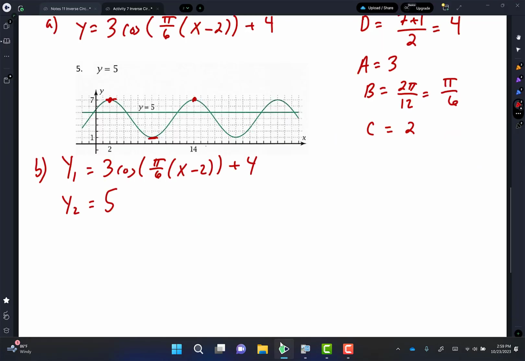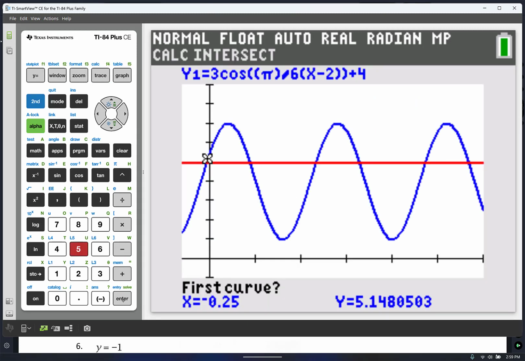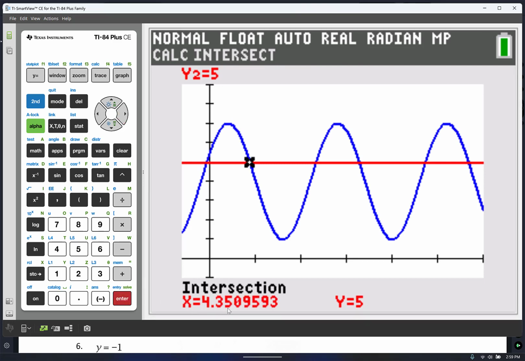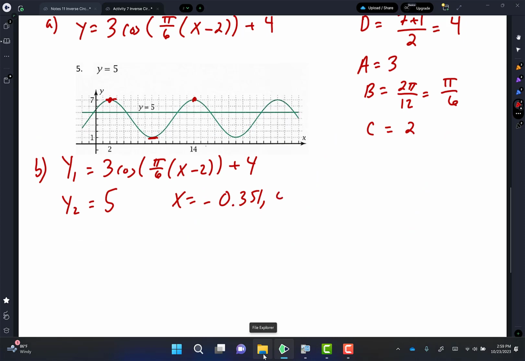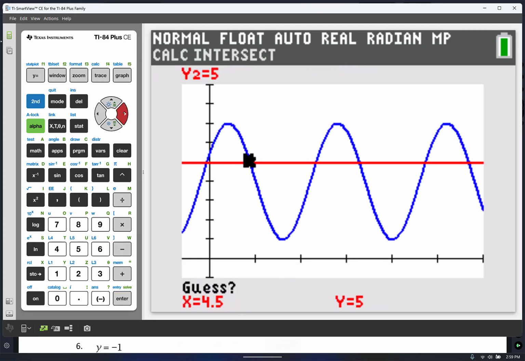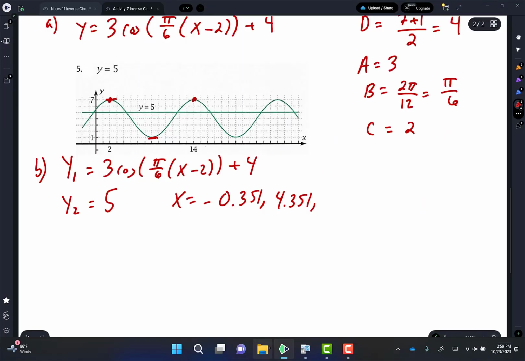So that's what I'm going to type in. X equals -0.351, comma. Let's get the next one, guys. So second, calculate. Number 5. Enter, enter. Give it a shot. Make sure you know how to do this, guys. Enter. 4.351. 4.351, comma. Let's get the next one. Second, calculate. Number 5. Enter, enter, scroll, enter. 11.649, comma.